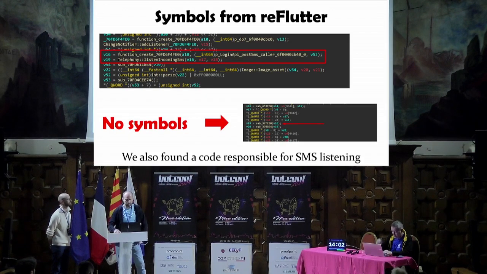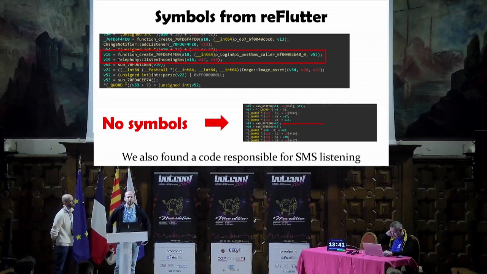Also, data collected by Reflutter, its symbols, was very helpful too. For example, you can see here two pseudocodes generated by the IDA decompiler, one with symbols and another without symbols. I doubt that we were able to spot this method without extracted symbols. What this method does is register the application as a listener for incoming SMS messages.